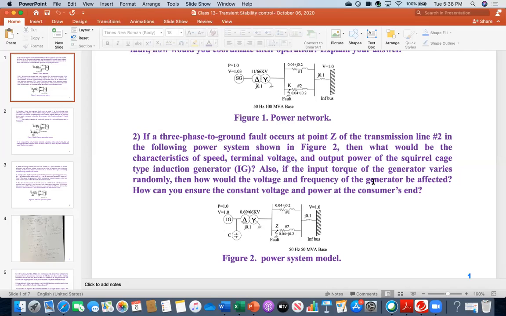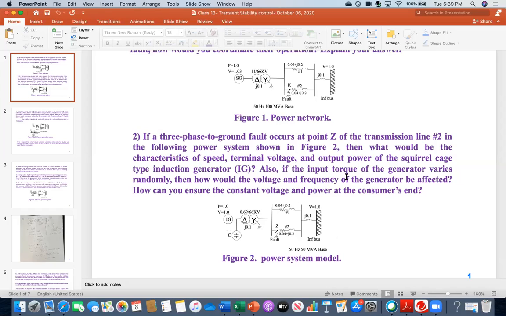Also, if the input torque of the generator varies randomly, then how would the voltage and frequency of the generator be affected? And how can you ensure the constant voltage and power at the consumer end? So like 3 questions. So the first question is that some fault happened. So due to the fault, what would be the characteristics of speed, terminal voltage, VT, and then output power of this induction generator? This is squirrel cage type.